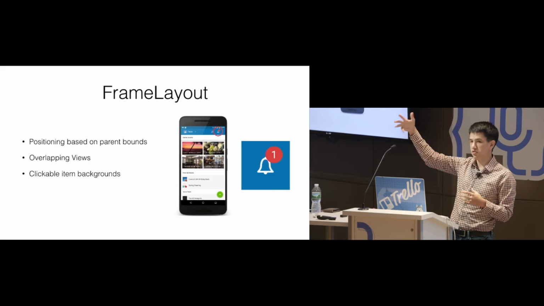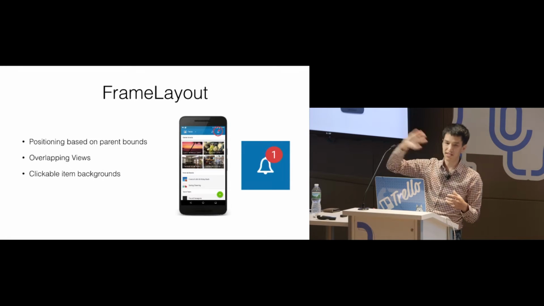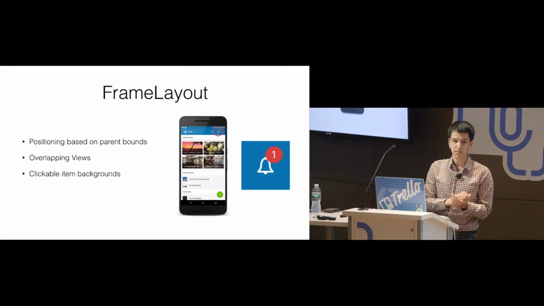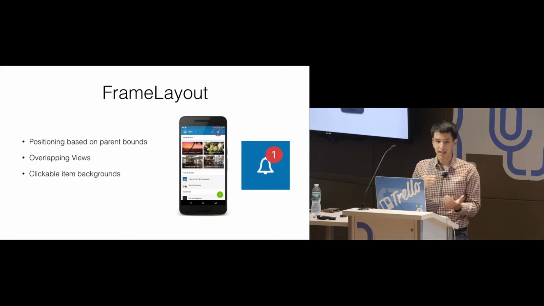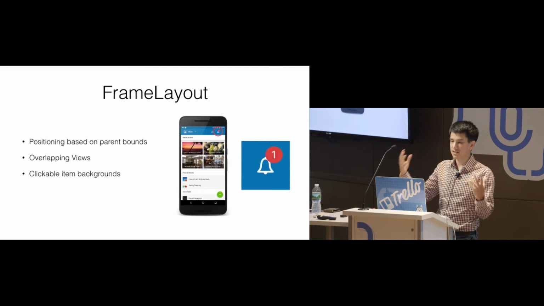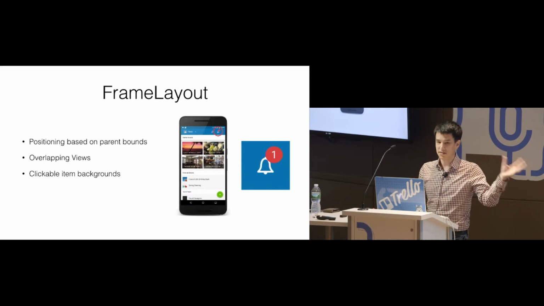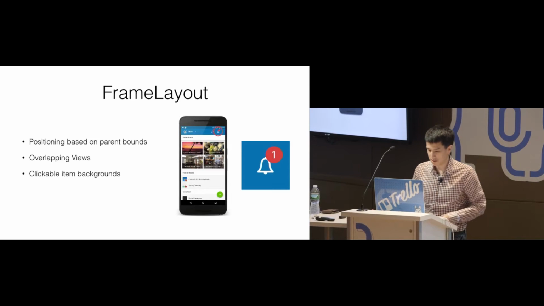And then I'm using margin to push it off to the side, so it doesn't have to be slammed up against the corner of the frame layout. So it's very simple positioning based on parent bounds. It allows me to overlap them in a nice little way. And then the image view itself doesn't take up the full space, so it has a clickable item background for that frame layout. So it's very easy to do all of this stuff with FrameLayout. I highly recommend using it more often.